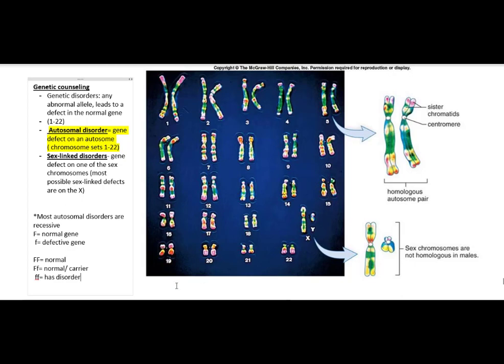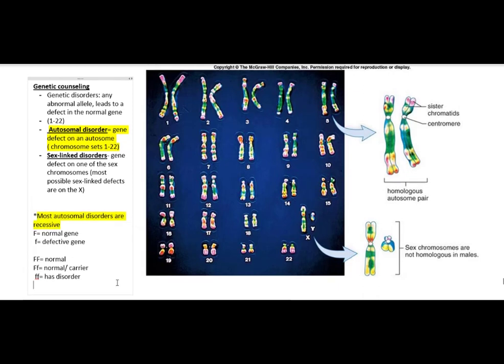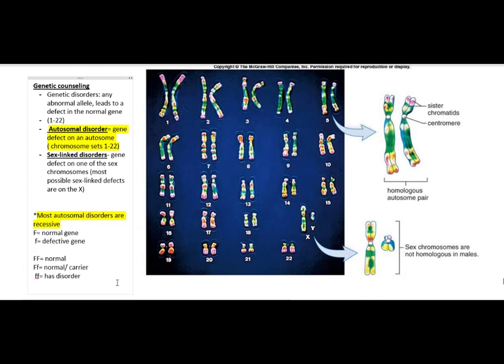So again, when I say most autosomal disorders are recessive, what that means is that in order to actually have the disorder, usually the person has to have two copies of the defective gene. If they have one, they could just be a carrier.